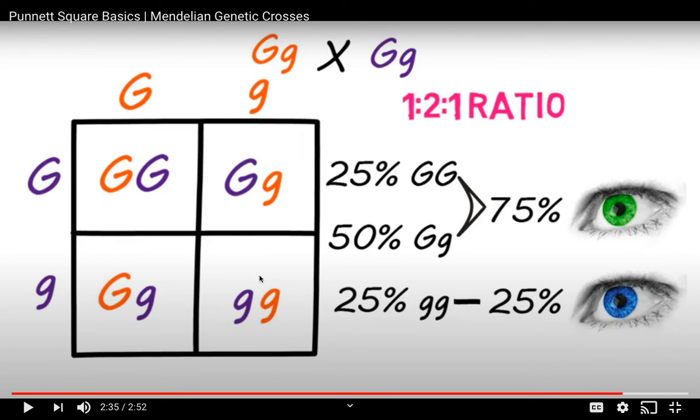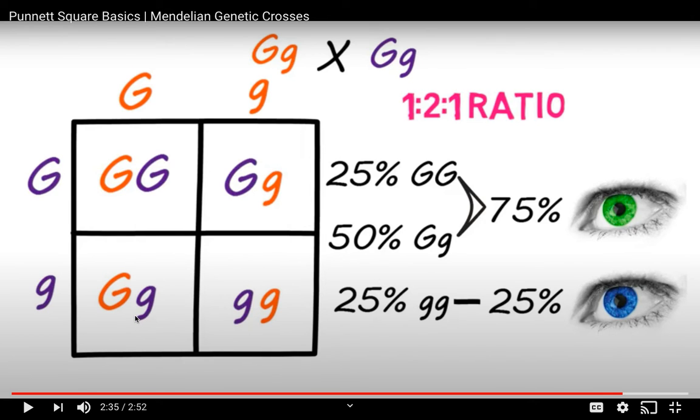And this is homozygous, little g. We're looking at this. They got 25% GG. So both these are dominant traits. 50%, so two of these have a big G and a little g. And 25% have a little g and a little g.